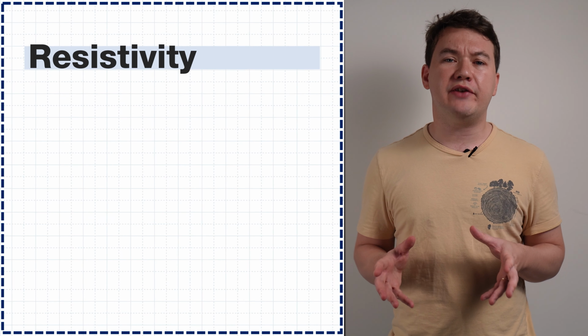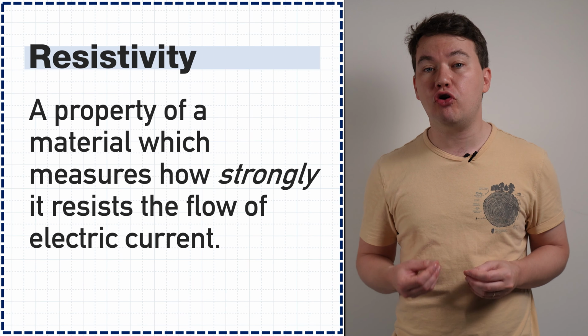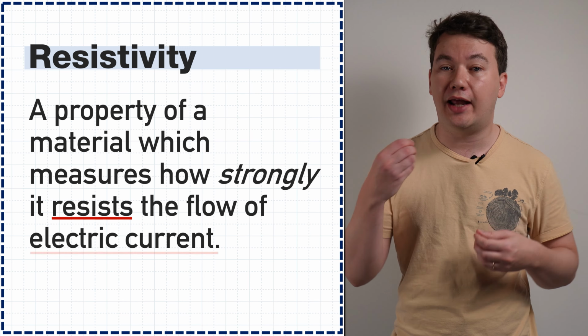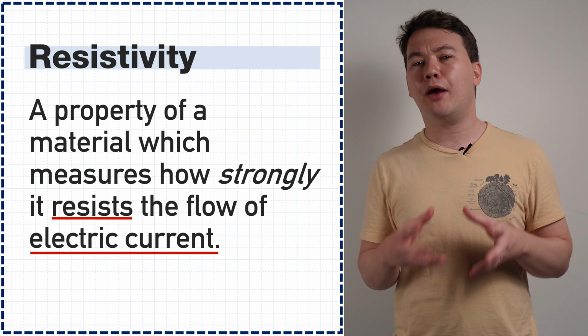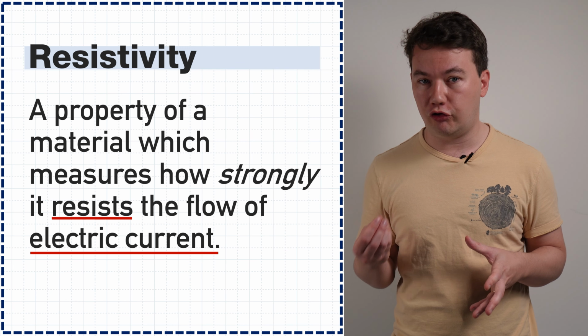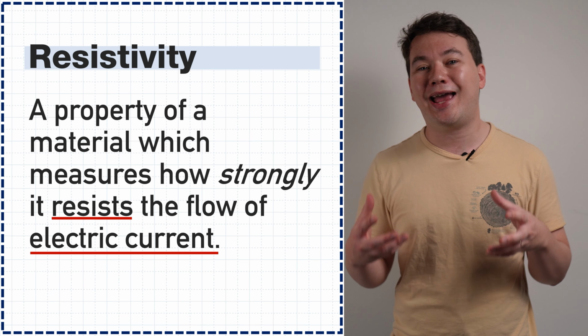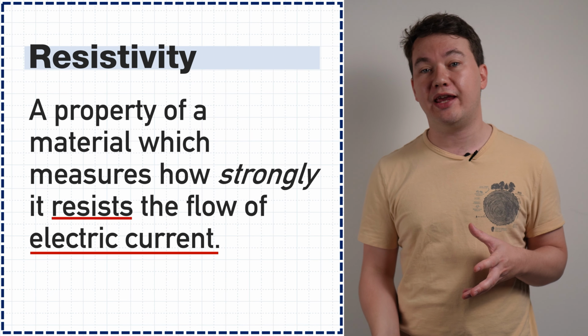I'll start with a brief discussion of what resistivity actually is before going over the defining equation. So, resistivity is a property of a material which measures how strongly it resists the flow of electric current. Now this sounds a lot like another quantity you've heard of, electrical resistance. But the difference is that it takes into account the dimensions of the material.